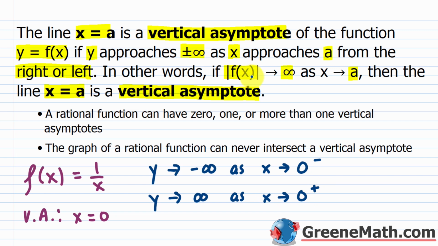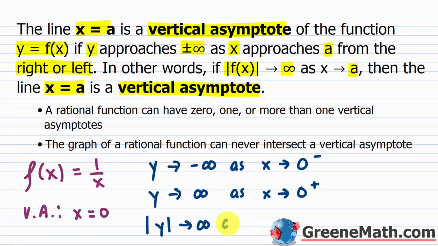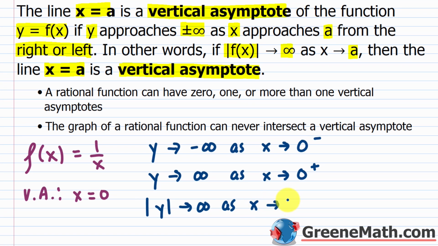You can also use this right here, which we saw earlier, if you want to combine things. So the absolute value of y is going to approach positive infinity as x approaches 0. Again, when you use this without the plus or minus up here, this means, like we said earlier, from the right or left. So just matching things up, this tells us that we would have a vertical asymptote at x equals 0. So we're just using that definition here.